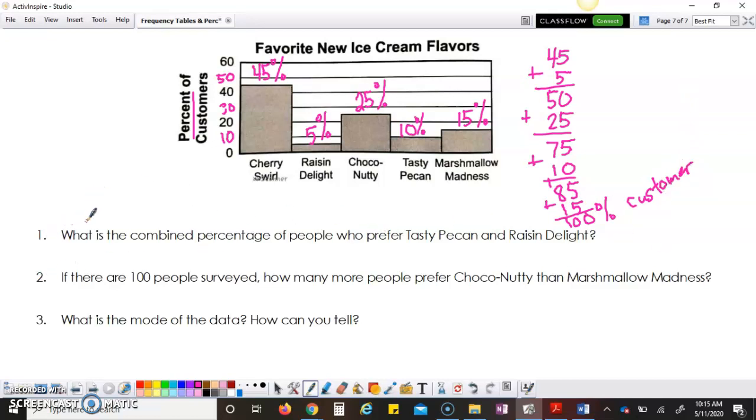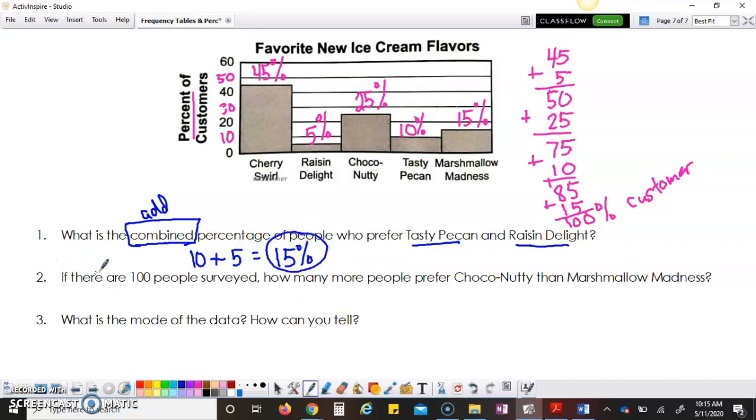Okay, so here are a couple questions that you can be asked about a percent bar graph. Number 1 says, what is the combined percentage of people who prefer Tasty Pecan and Raisin Delight? Combined means you're going to do what? Good job. Add is correct. Okay, so we're going to add Tasty Pecan and Raisin Delight. All right, well, the good thing is we have already labeled our graph, so this is going to be super easy. So Tasty Pecan is 10% plus Raisin Delight, which was 5%. So our total combined of those two flavors is going to be 15%.